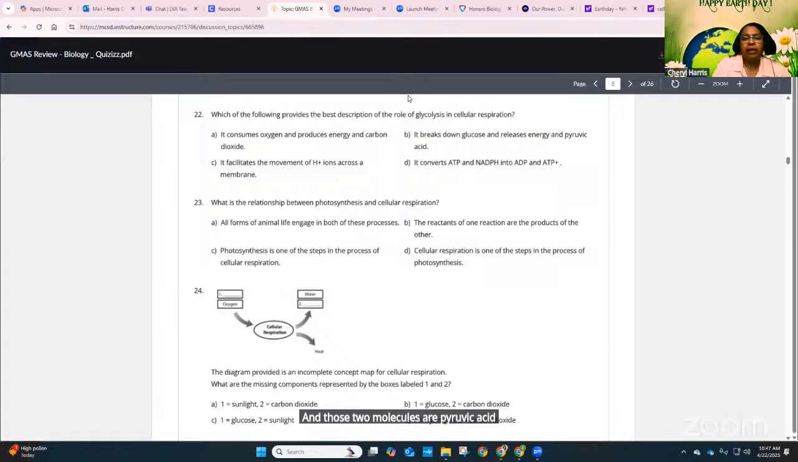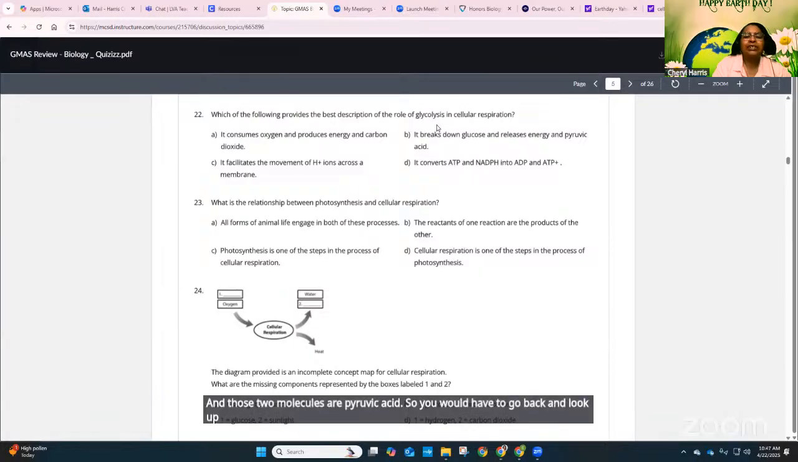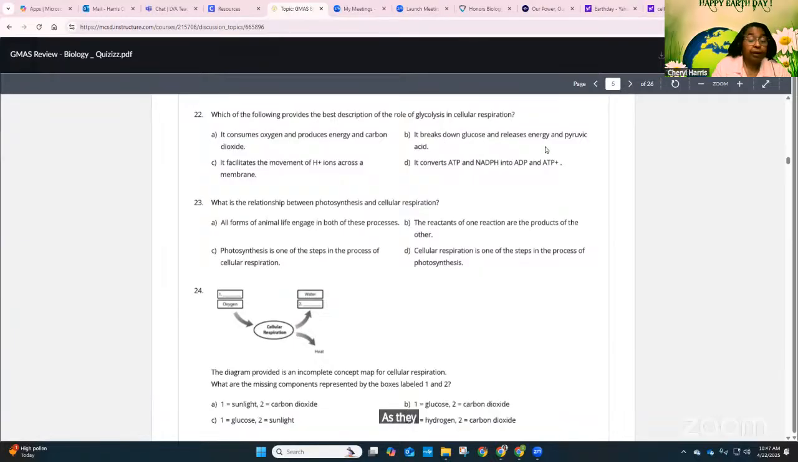So you would have to go back and look up what glycolysis is. It is because there are several steps to cellular respiration as they break down the glucose to get to making the ATP.